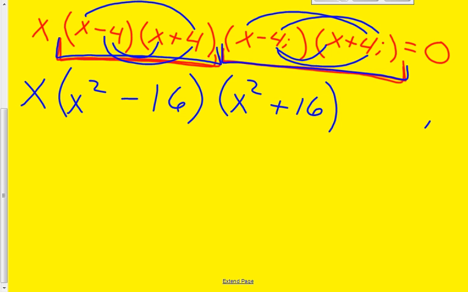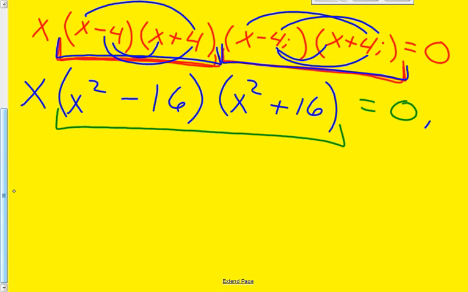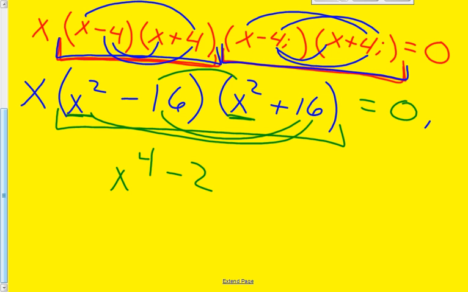Now once again, class, you have to multiply three things by each other. Instead of multiplying left to right, let's multiply these two by each other. Why? Because they are conjugates, and with conjugates the middle term always cancels out, so it makes it so easy. The first times the first is x to the fourth. The outside is 16x squared and the inside is a negative 16x squared, which makes 0x squared, so don't even write it down. And then the last term, a negative 16 times a positive 16, is a negative 256. All of that is multiplied by x.